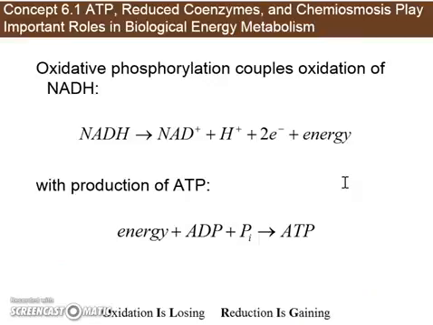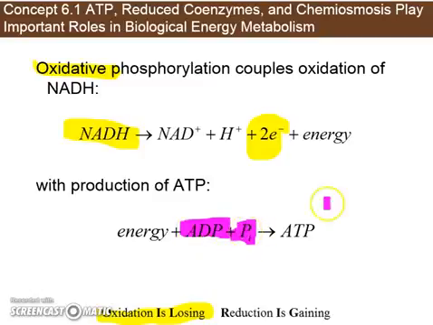Here it is in a written out chemical equation. The oxidation of NADH, oxidation is losing electrons, boom, there it is, it's losing these electrons. And now with this energy, we're going to phosphorylate ADP. We're going to add a phosphate to form ATP, our molecule that can do work.